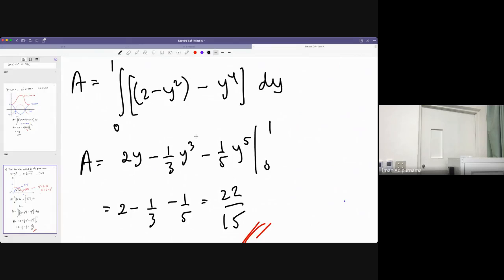If you right? Okay, I think yeah, it's correct. It's correct. Yeah, it's correct. Yeah. Anyway, you can actually directly integrate this. If you have this, I think you can directly integrate this, right?